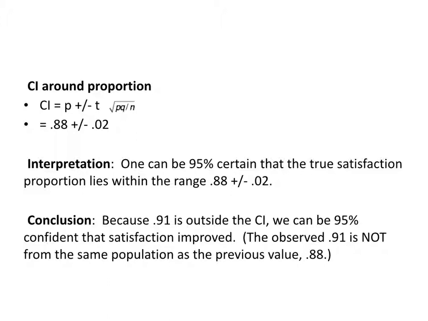And we can interpret this by saying we can be 95% certain then that the true satisfaction proportion lies within the range of 0.88 plus or minus 0.02. So this is the true confidence interval for the population as described in the previous research study. And since 0.91 falls outside that confidence interval, we can be 95% confident that satisfaction has improved, because the observed 0.91 does not appear to be from the same population as the previous value of 0.88.